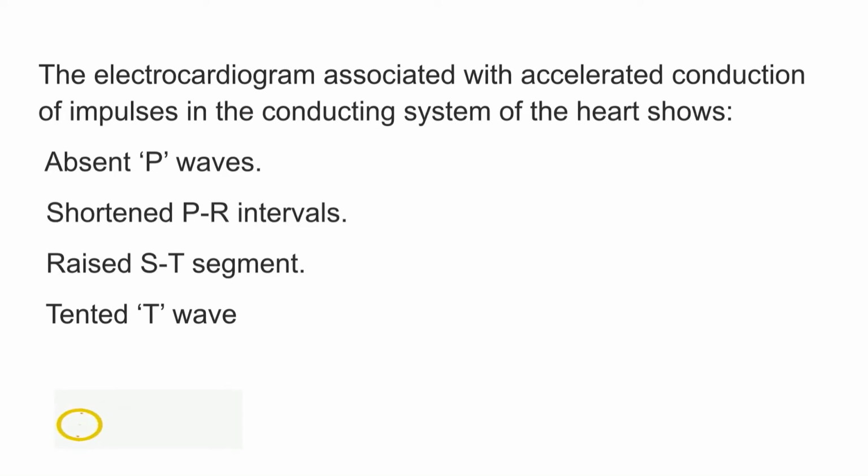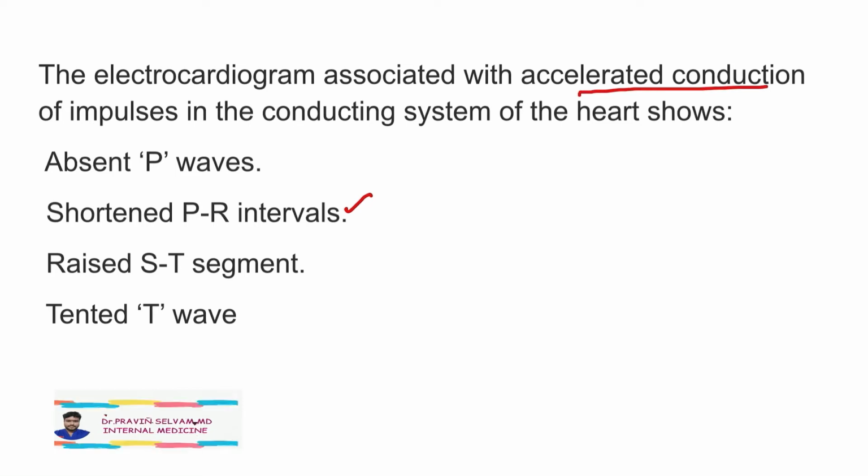The electrocardiogram associated with accelerated conduction of impulses in the conducting system of the heart shows? You all know very well that the PR segment is the time taken by the impulses produced from the sinus node to reach the AV node. So, in the case of a tachycardia, which is nothing but accelerated conduction of the impulses, a lot of impulses will be produced.